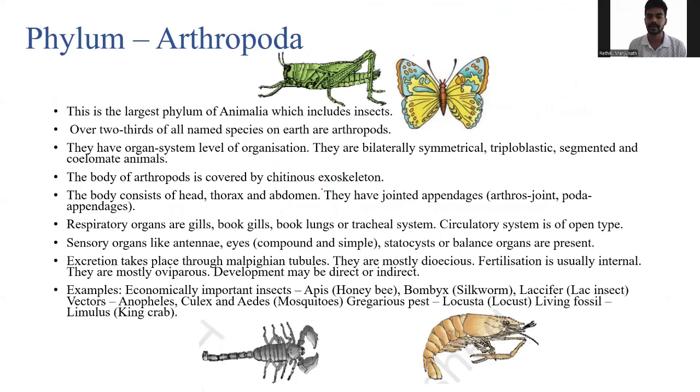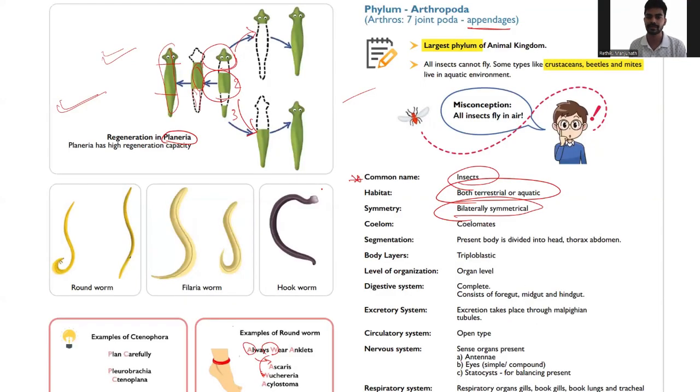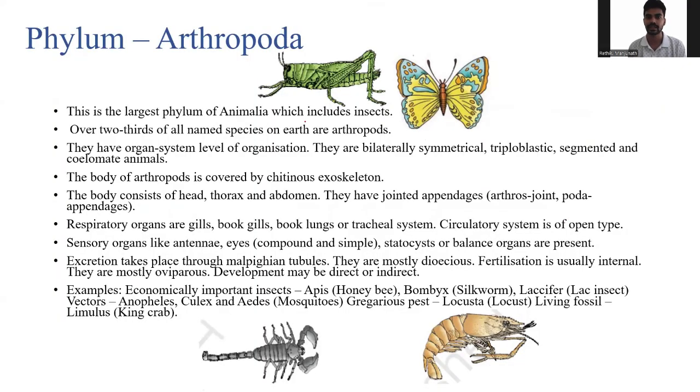Coming to this, they are coelomates and have a segmented body. You can see that the body can be divided into head, thorax, and abdomen. If you see this diagram, obviously you can divide them into head, then thorax, and the abdomen. Everywhere you can divide them into head, thorax, and abdomen.